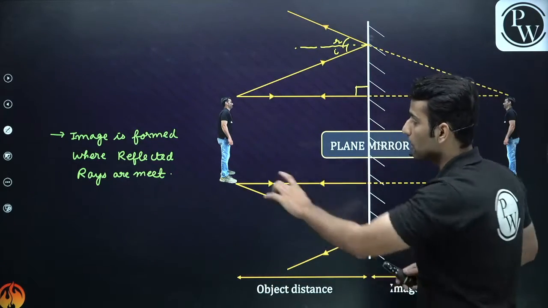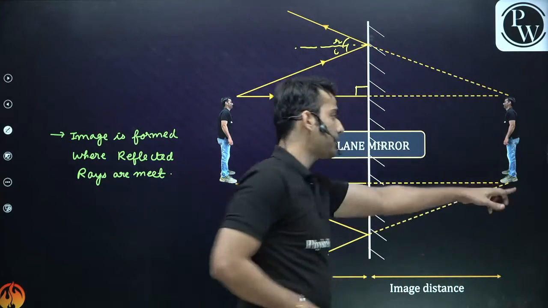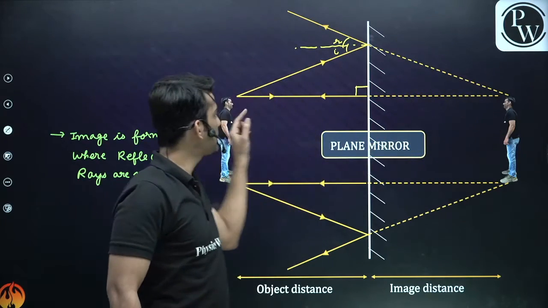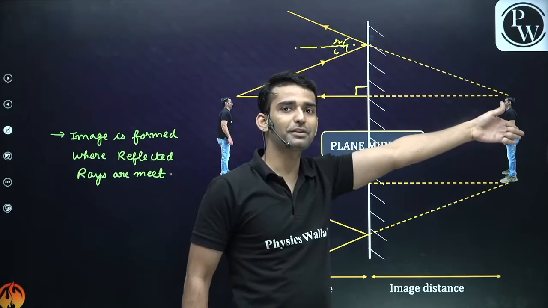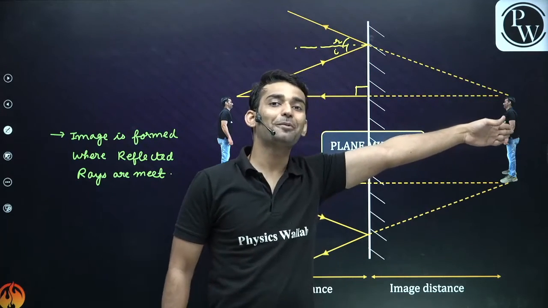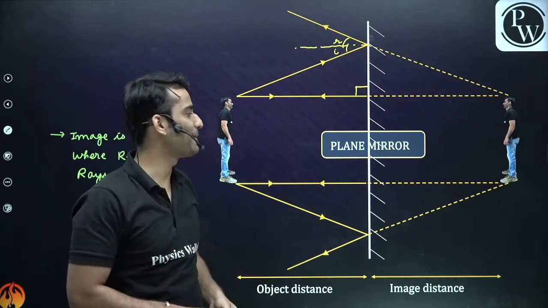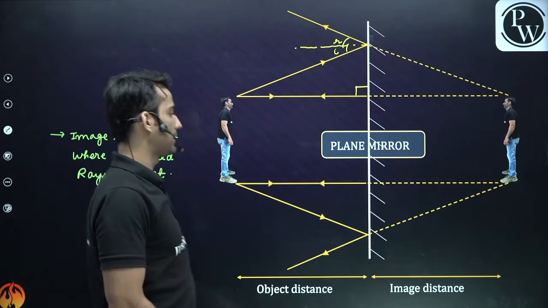Similarly, if I talk about the ray from my toes, again the same rays, and you can see my image is formed here. So my complete image is formed like this. There are many rays coming from my body, and therefore their corresponding images are formed by the mirror. So this is a basic example of how a plane mirror forms our image. Okay guys, clear?